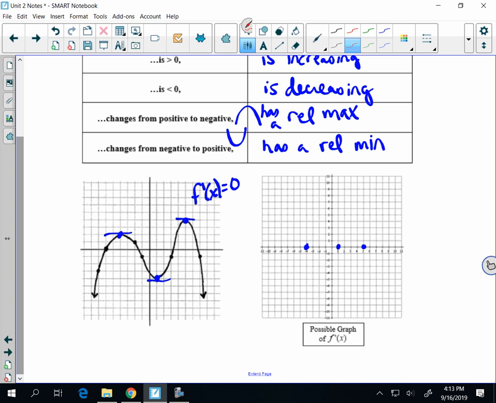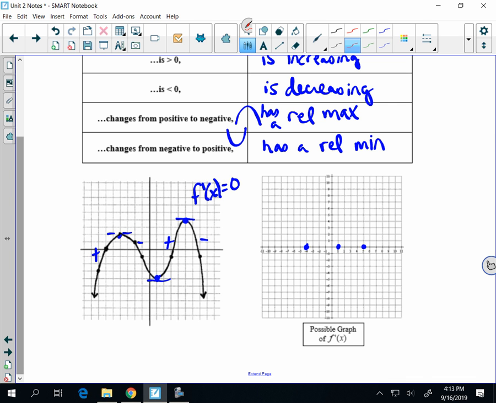But what do I know? This is increasing, right? So this means that my derivative is greater than 0 here. And then when it's decreasing, that means my derivative is less than 0, greater than 0, less than 0. That's really messy. You probably don't want to write that. But do you see what I'm saying? Like, okay, maybe this will be better. My derivative would be positive here, negative, positive, negative.